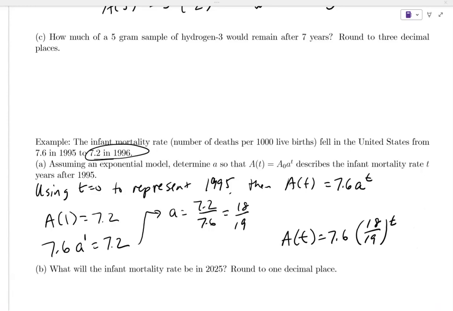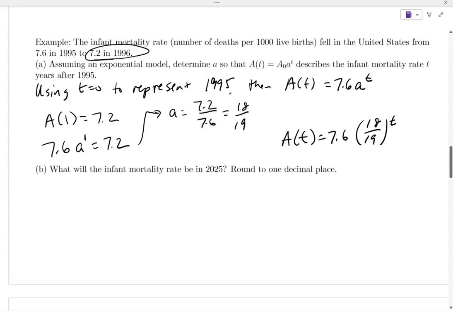Part B asks you, what will the infant mortality rate be in 2025? So what do we need to do to figure out what the infant mortality rate will be in 2025 according to this model? Exactly. That's exactly right. So t equal to 0 corresponds to 1990. So what t value will you use to represent 2025? 30. Good.